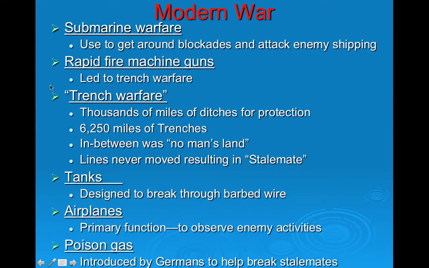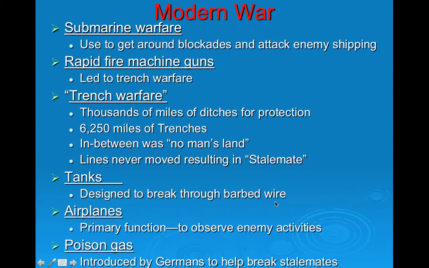Trench warfare, big old bracket right here. 6,000 miles of trenches. In between was no man's land, meaning if you're there, I'm going to be honest with you, you're dead. Lines were never moved, resulting in, I like this word right here, circle it, stalemate. Stalemate means when we don't move. Something's gone stale, you guys know that.